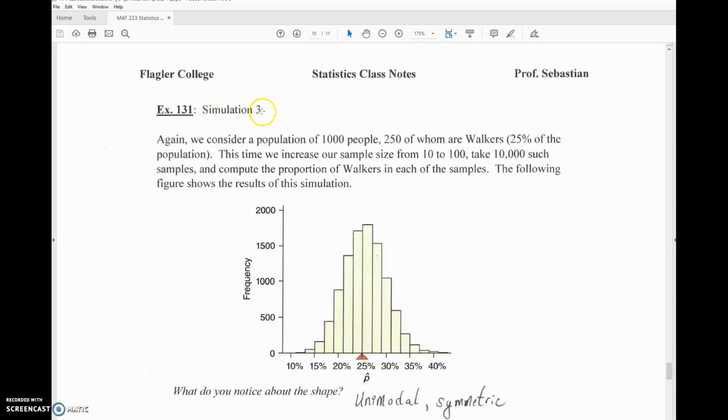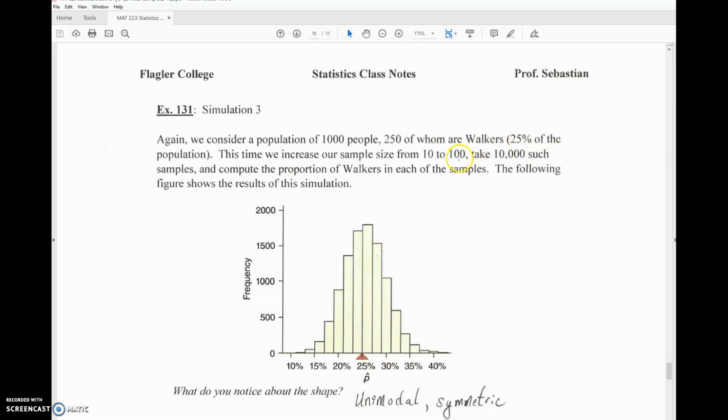All right, in our third simulation here, I'm still going to consider a population of 1,000 people, 250 of whom are walkers. So in other words, 25% of the population. My population proportion P equals 0.25 or 25%. But this time I'm not going to take a sample size of 10. I'm going to take a sample size of 100. And again, I'm going to take 10,000 of these samples.